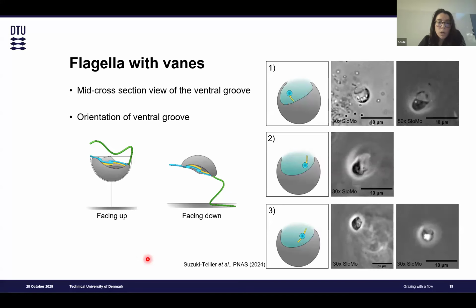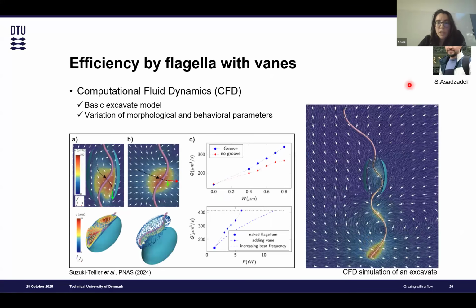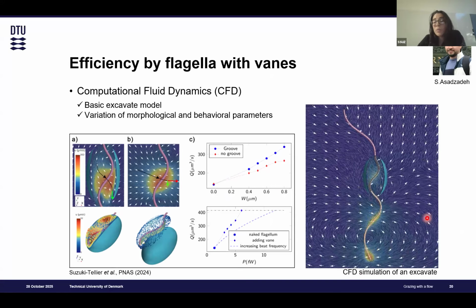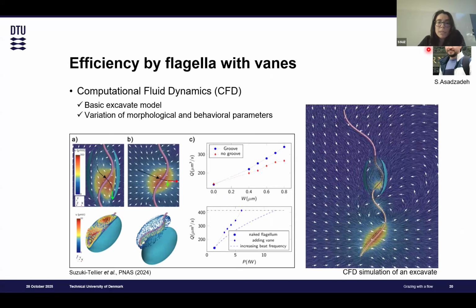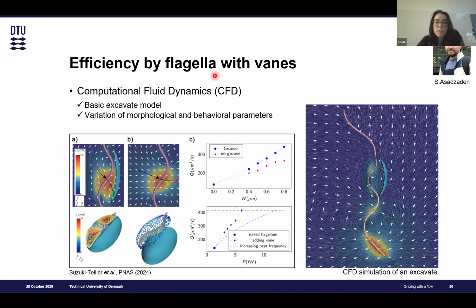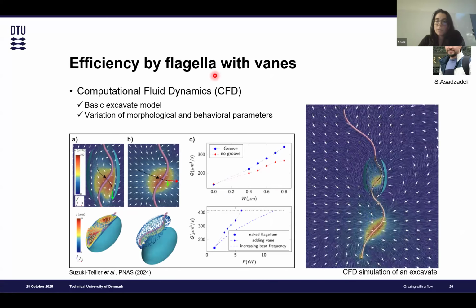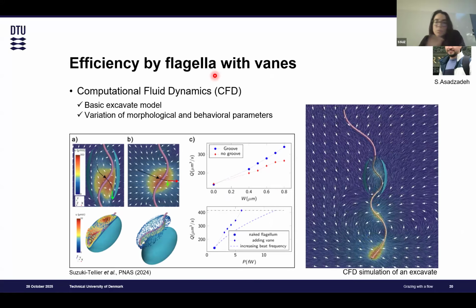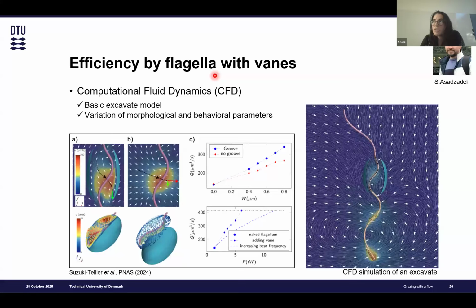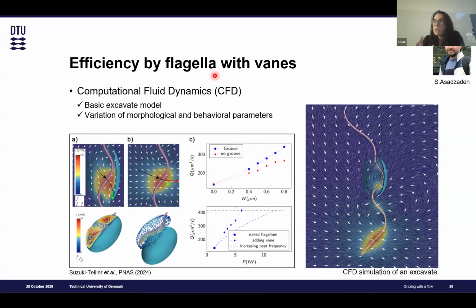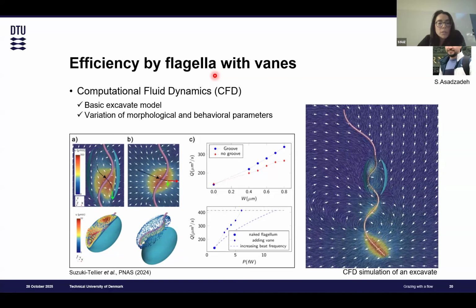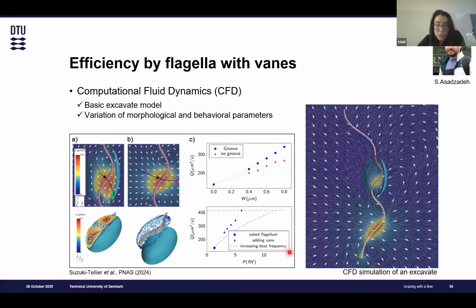A colleague of mine, who is really good at computational fluid dynamics, generated this basic model of the typical excavate morphology, so the cell with the pocket and the flagellum with a vein. He was then able to play around with it, generating different configurations and settings of these morphological structures. By playing around a bit, he was able to get really interesting results.